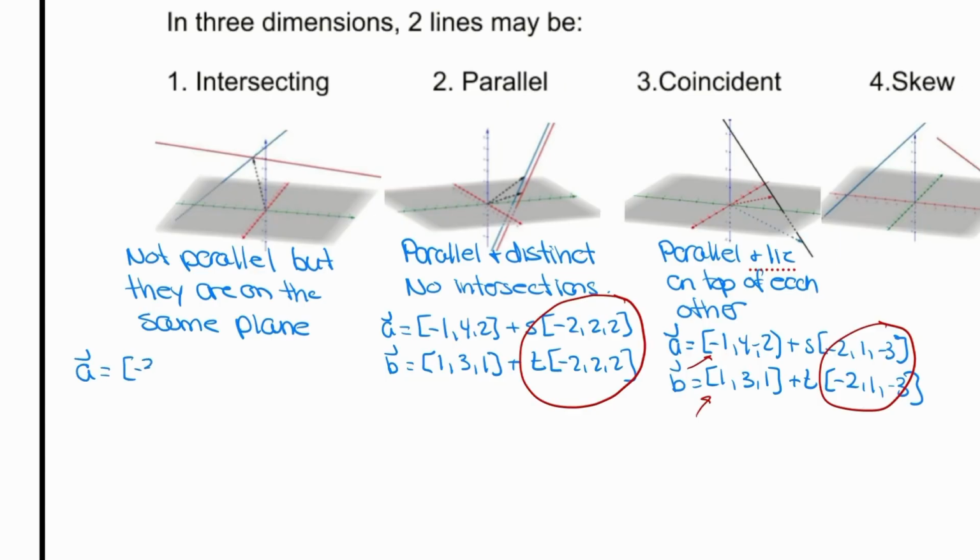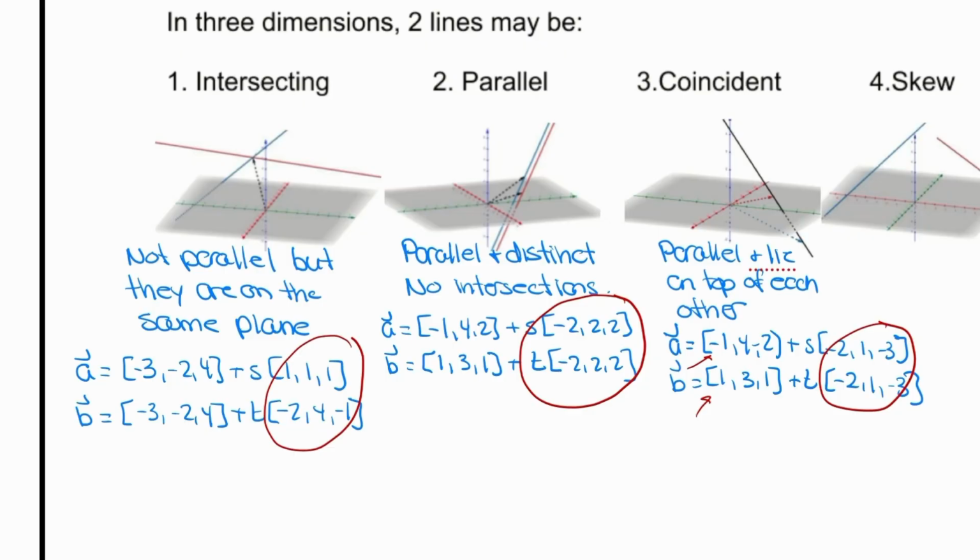Let's say we have a position of negative 3, negative 2, 4, plus a scalar multiple of some direction vector. And then we have another line represented by a vector equation of negative 3, negative 2, 4, plus a scalar multiple of some direction vector. Now, make note here that these direction vectors are not the same. So we know that these aren't parallel. They're not scalar multiples of each other. The direction vectors don't match. So these two lines are not going to be parallel to each other.